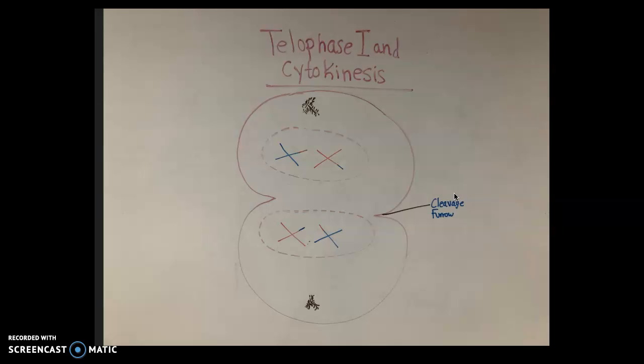In telophase 1, at each pole during this stage, there's a complete haploid set of chromosomes, and a cleavage furrow forms. A cleavage furrow forms because the cell is really close to dividing.